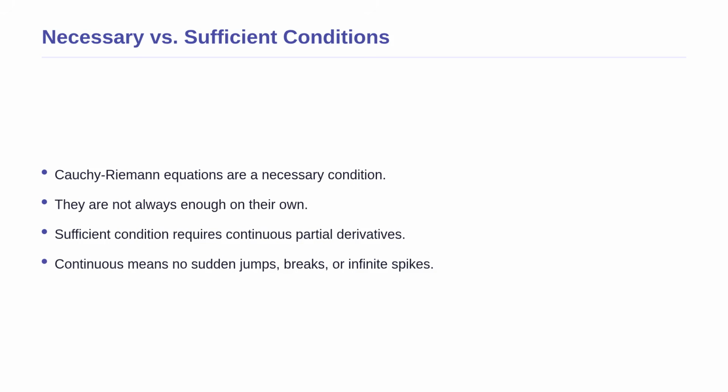We must be careful here. Satisfying the Cauchy-Riemann equations is only a necessary condition. It is required, but not always enough on its own. To be absolutely certain that the function is differentiable, we need a sufficient condition. The sufficient condition states that the function must satisfy the Cauchy-Riemann equations, and all four of those partial derivatives must be continuous. Continuous simply means the derivatives flow smoothly without any sudden jumps or infinite spikes. If they match and are continuous, we are completely guaranteed that the complex function is differentiable.